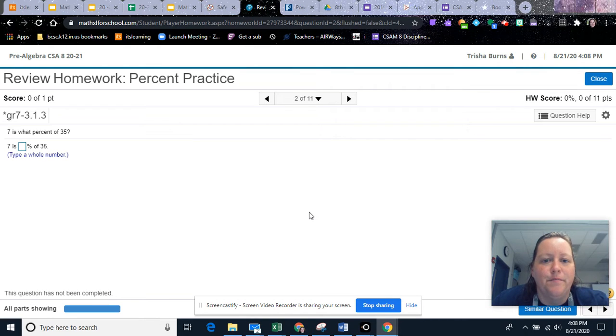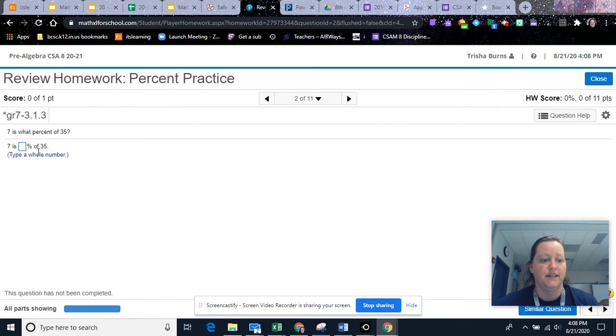Hi, I want to go through a couple of the Math Excel problems called percent practice. So the first one, I think this was question number 2. Remember, your questions are going to look just a little different than mine, but you should be able to follow the same steps that I'm showing you with the numbers that they give you.